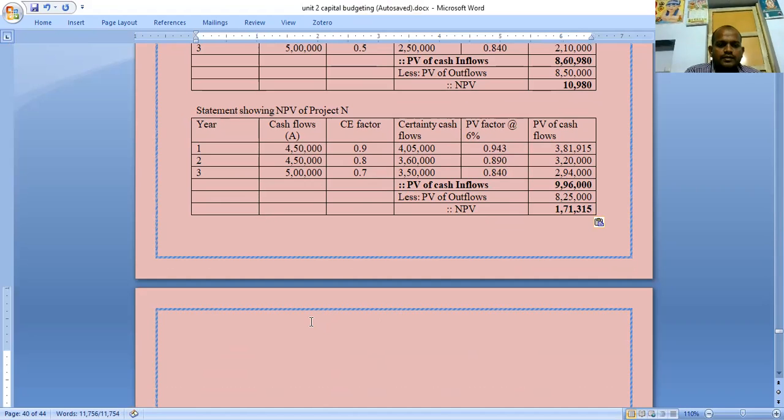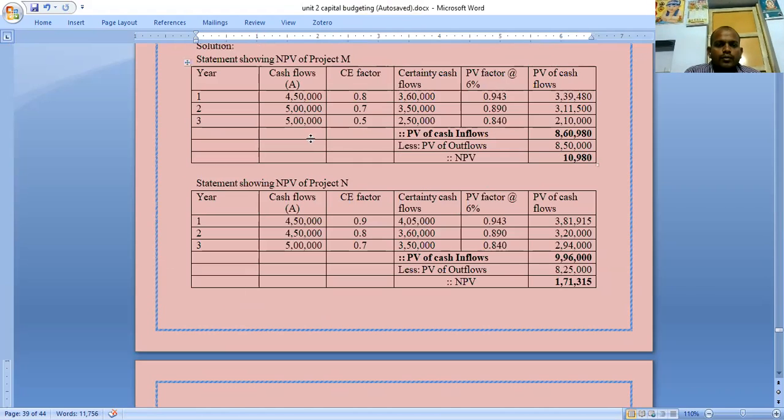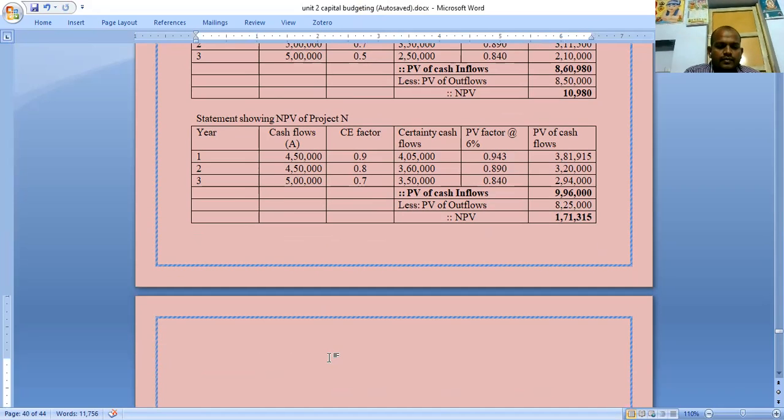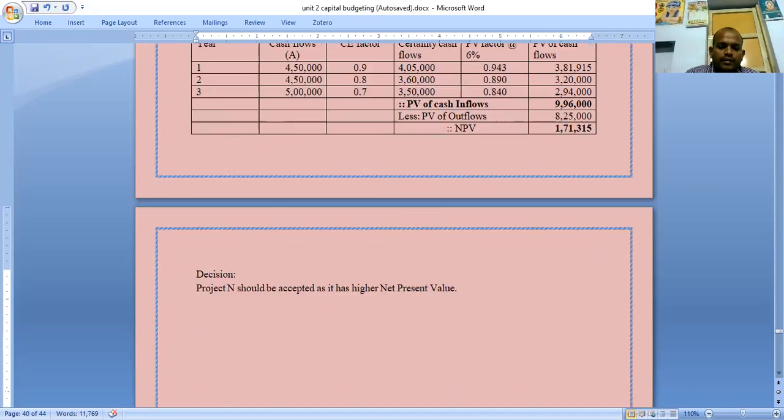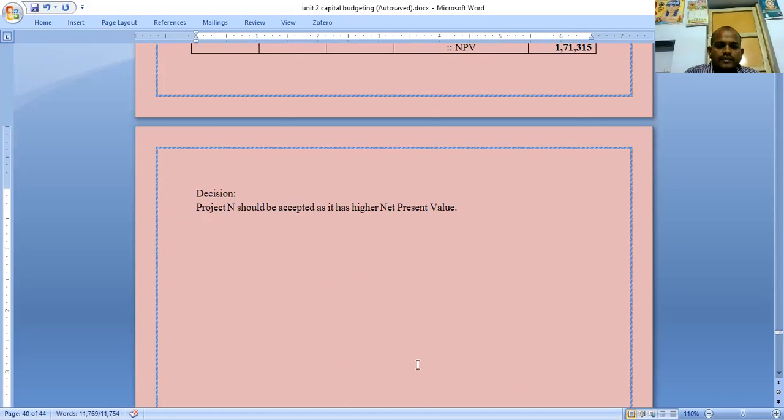Now decision. See, in the above two cases, project M and N, which NPV is higher? Project N. Project N should be accepted as it has the higher NPV. And second one, certainty equivalent coefficient of project N is higher than project M.